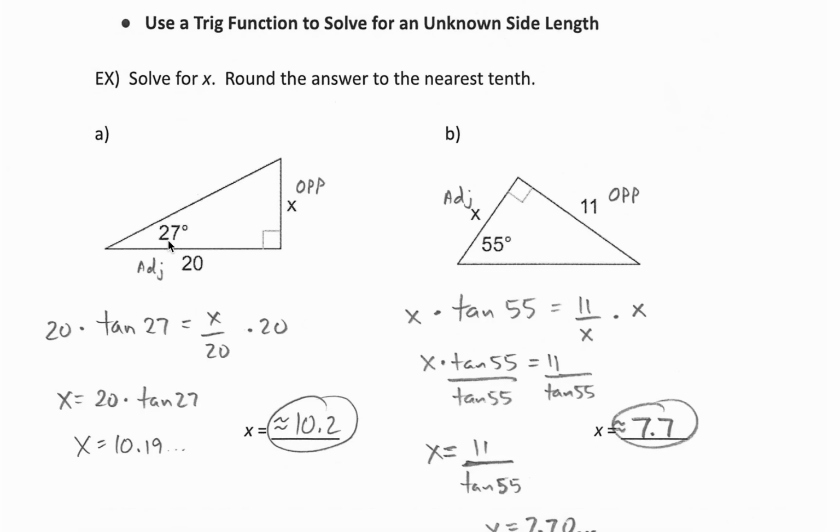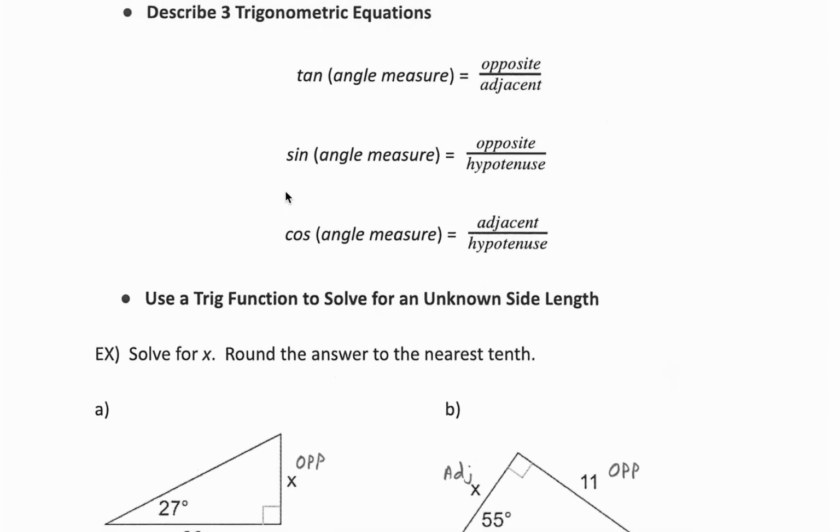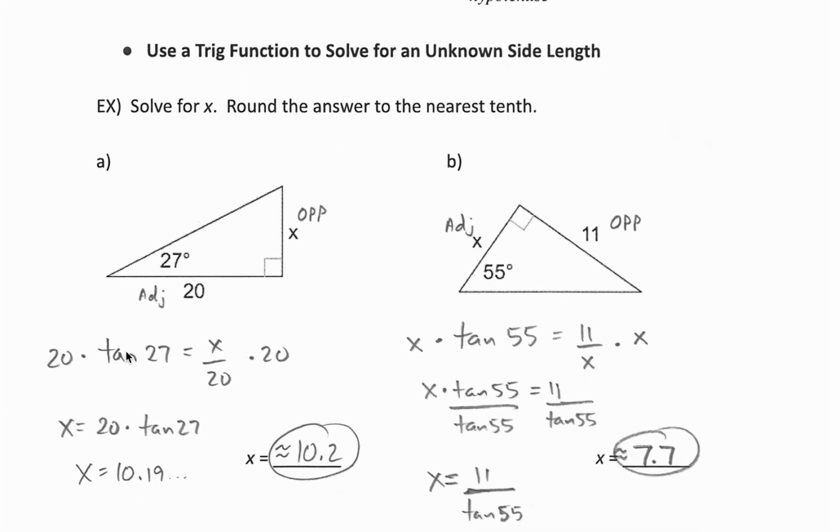So since we have the opposite and the adjacent side, that should remind us that we're going to use the tangent function here. So we'll set up that equation. We're going to say tan of 27 equals our opposite side over our adjacent side, x over 20. To solve for x, we need to undo this division of 20, so we're going to multiply both sides by 20. That's going to cancel this side, leave us with x. That's what we want. And so x must be whatever 20 times the tangent of 27 is.